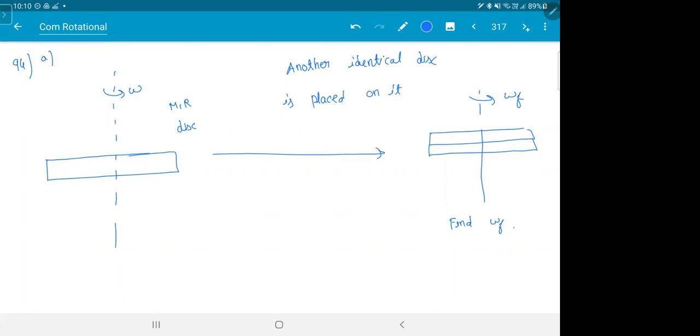Answers? Any answers? See now. On the system, torque external is 0. So L initial is equal to L final. What is initial? Disk I omega. What is final? I plus I omega final, na? That's it. So omega final is omega by 2. So speed became half. Make sense? Put it down.